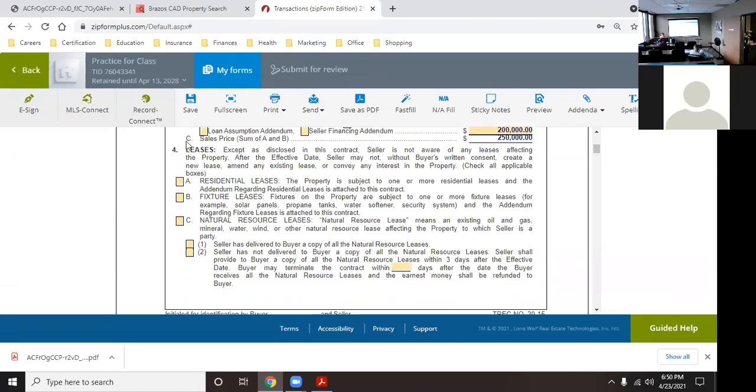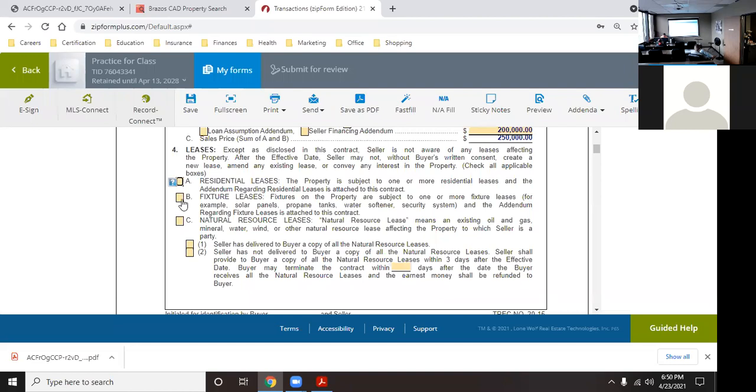Here are leases. This is a new paragraph. This is one of the ones I was going to have Justin come talk to y'all about, just to help explain things a little bit better. But as a quick run through, these are leases that include the residential leases. So this first one here, A, residential lease: the property is subject to 1 or more residential leases. You would click this if you were doing a seller's temporary lease or a buyer's temporary lease agreement. That is what this box would be for.